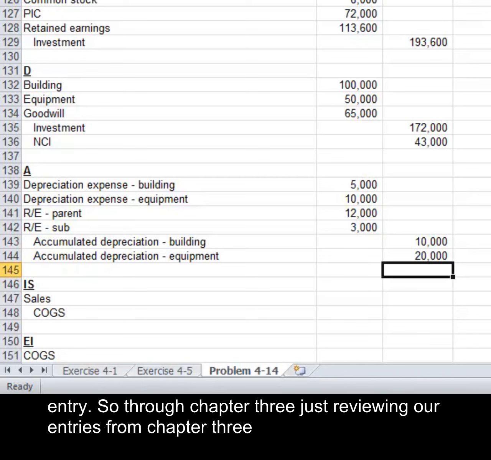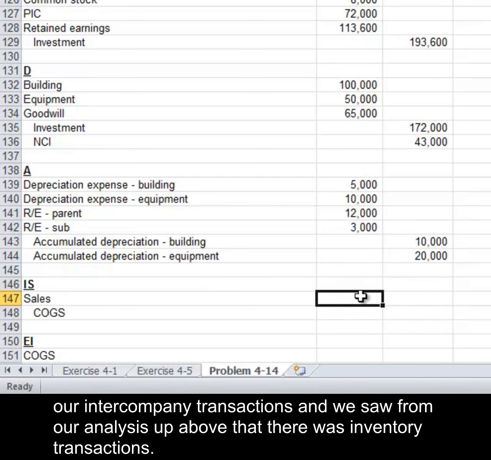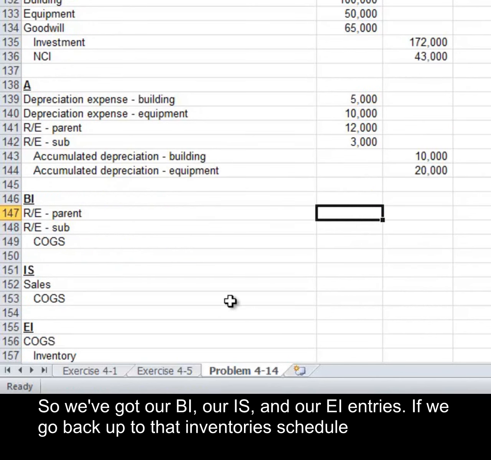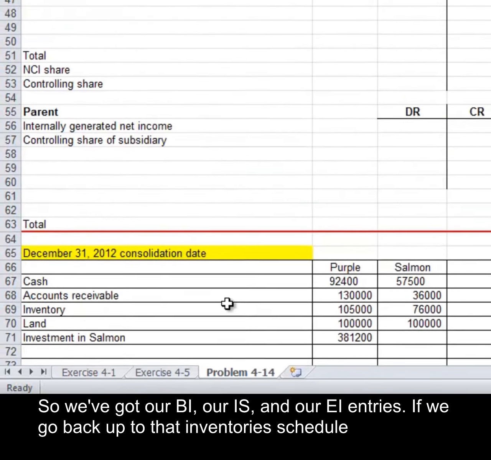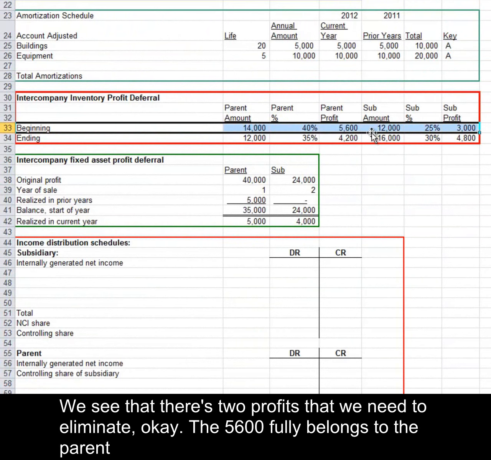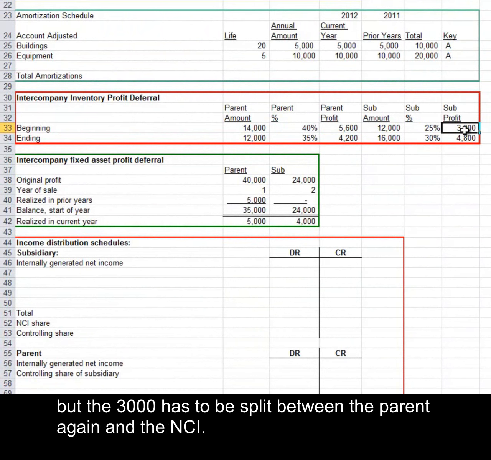It's through Chapter 3, just reviewing our entries from Chapter 3 from CY1 through our A. Now in Chapter 4 we started adding our intercompany transactions, and we saw from our analysis up above that there were inventory transactions. So we've got our BI, our IS, and our EI entries. If we go back up to that inventory schedule and we look at the beginning line, we see that there's 2 profits that we need to eliminate. Okay, the 5,600 fully belongs to the parent, but the 3,000 has to be split between the parent again and the NCI.